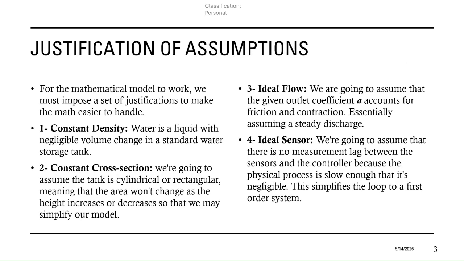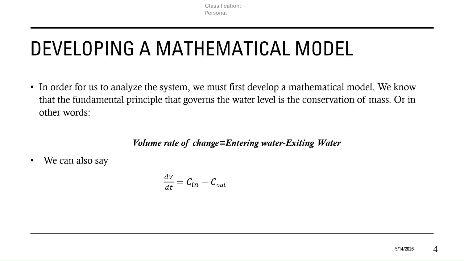So we're going to have to make a series of assumptions before we actually start making the mathematical model to make the math easier. So our first assumption is going to be constant density, because water is a liquid with negligible volume change in a standard water storage tank. 2, constant cross-section, meaning that the area does not change, only the height does. 3, the ideal flow. We are going to assume that the given outlet coefficient A accounts for friction and contraction, essentially assuming a steady discharge. So this is what's given to us in the specifications. For an ideal sensor, we're going to assume that there is no time lag between the sensor and the control system. In order for us to analyze the system, we must first develop a mathematical model.